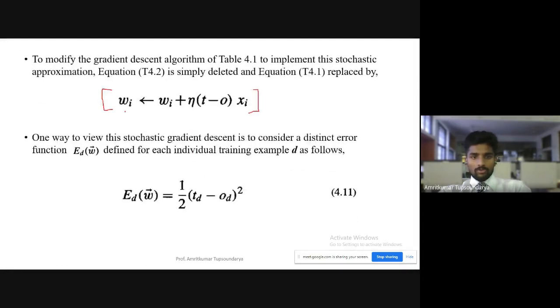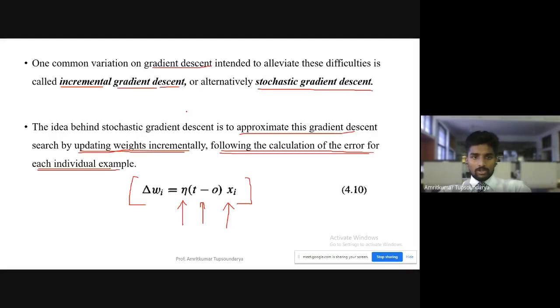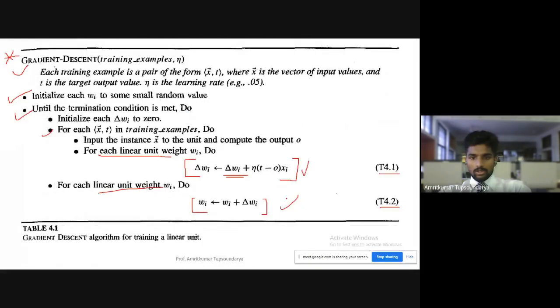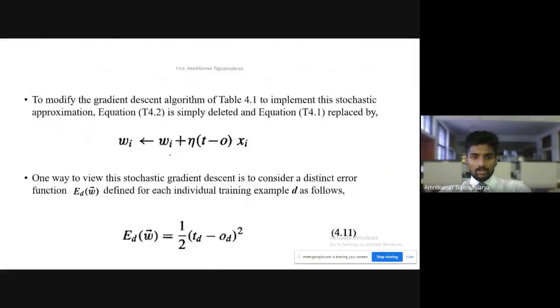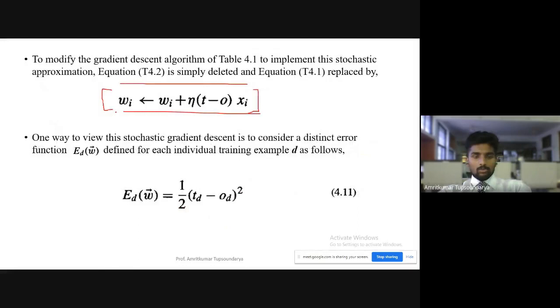Let me show you the formula once again. This one, right? So equation T4.2 is simply deleted, and equation 4.1 is replaced by this. So equation 4.2 no longer exists now. This will no more be considered. This will be deleted, and 4.1 will be replaced with the component form of the weight formula, that is, Wi implies Wi plus eta into (t minus o) into xi. So this will give us the stochastic form of the gradient descent.